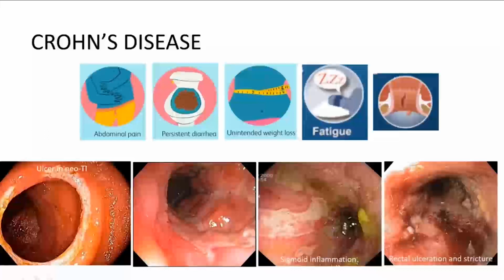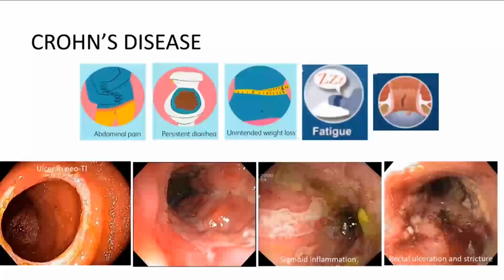Here in the bottom, we can see the terminal ileum, which you can assess during colonoscopy. When you get to the cecum, you get into the ileocecal valve. You can intubate in that area and take a look at the ileum, the terminal ileum.